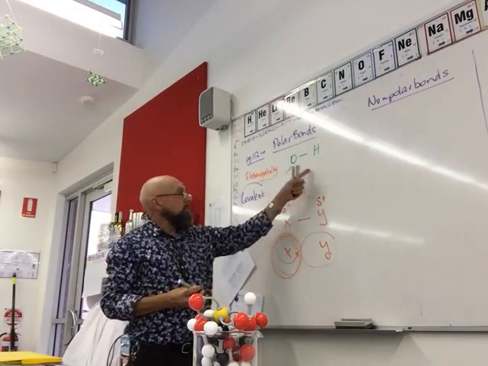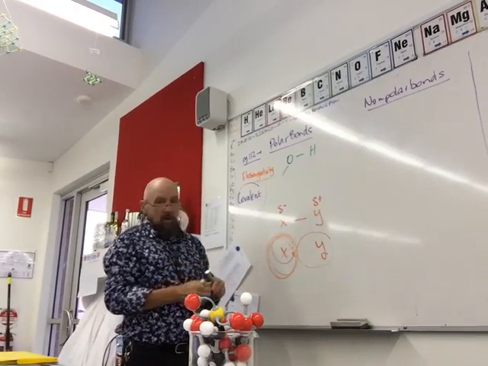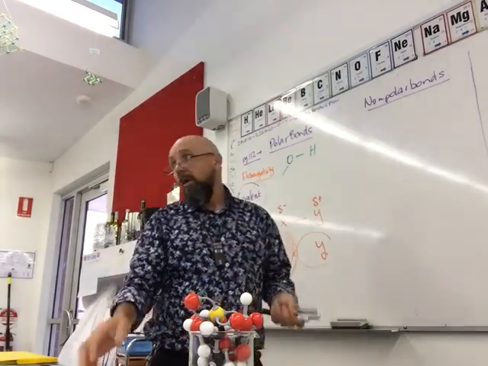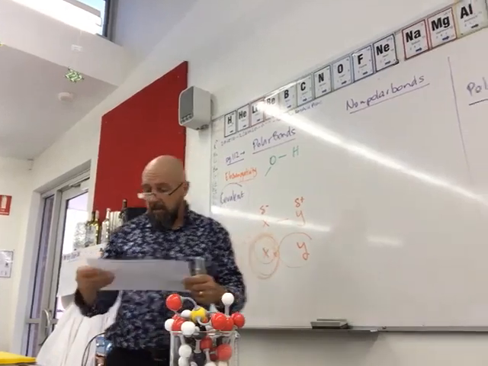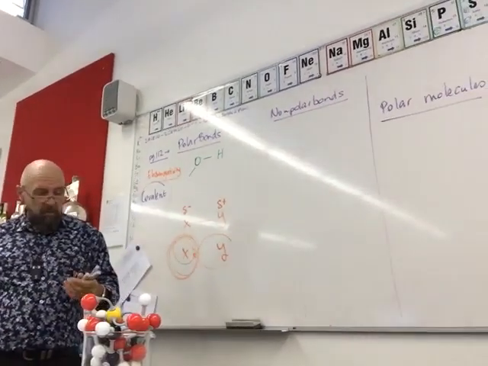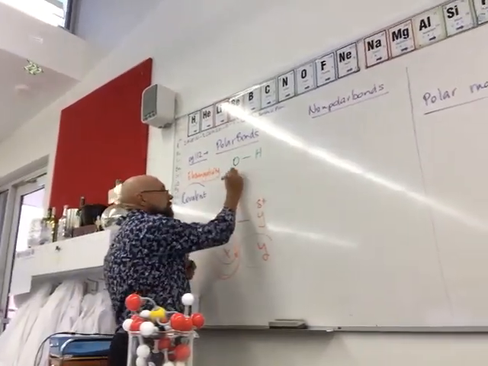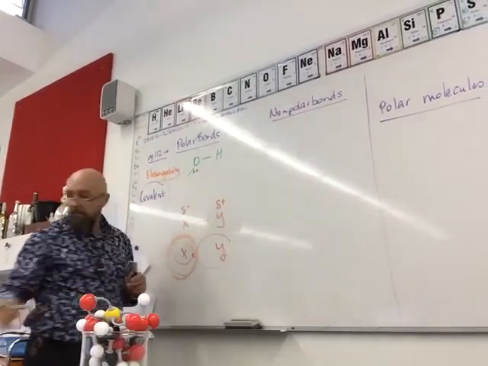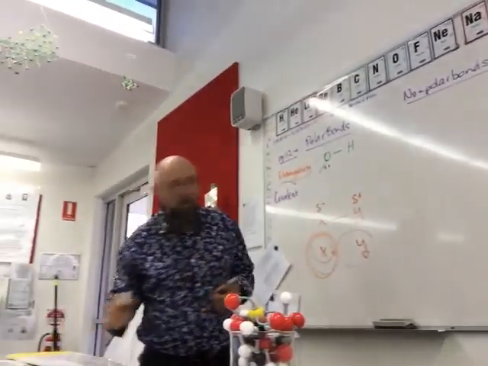Now, same thing. So if we would look at oxygen and hydrogen in our periodic table, if you couldn't work out the electronegativity, oxygen is 3.5, so I'll put it there, 3.5, and the hydrogen is 2.1.